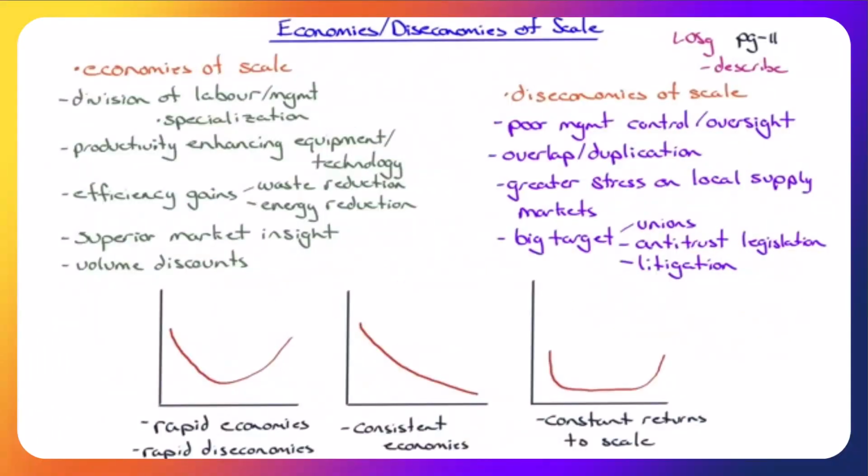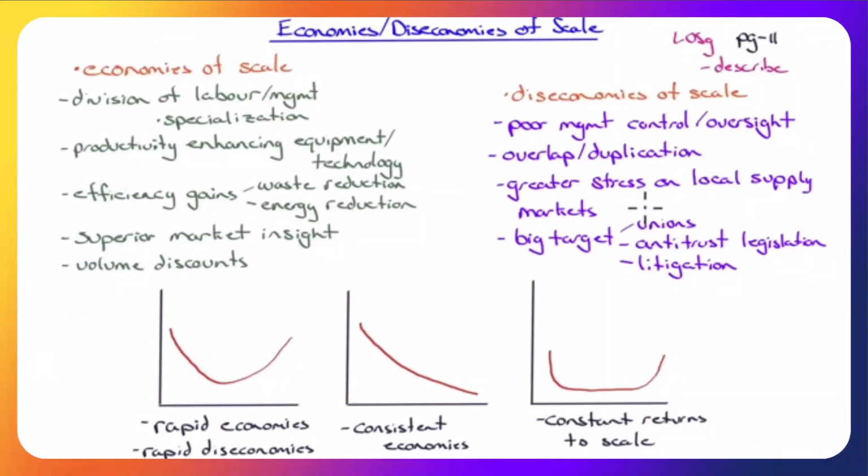Well, we have a couple of short lists here for economies of scale and diseconomies of scale, things that contribute to it. Under economies of scale: division of labor, division of management oversight, specialization, productivity-enhancing equipment or technology, efficiency gains, whether it be waste reduction in the production process or energy reduction, superior market insight. Maybe a firm is just better at forecasting. Volume discounts. For diseconomies of scale: poor management control or oversight, overlap or duplication of functions, greater stress on local supply markets. We can think of labor markets.